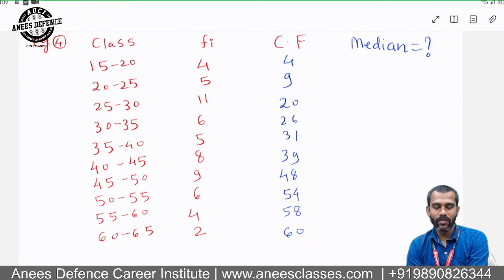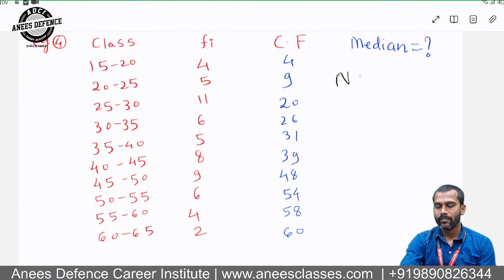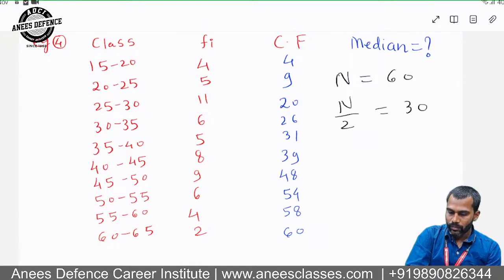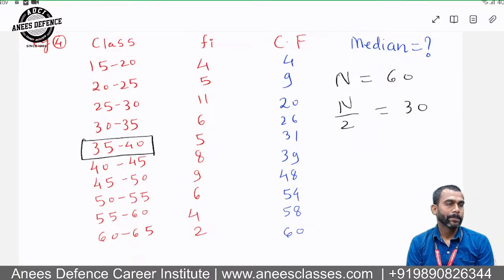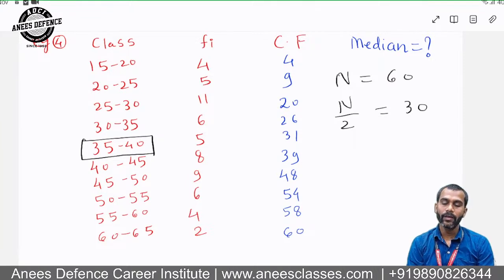Yes. Anyone? Online students, have you got the answer? What is median class? What is n? N is nothing but 60. So n by 2 is 30. So which class, tell me? 30 will lie in this class. 30th observation will lie in this class, 35 to 40. Yes or no? So 35 to 40 would be your median class.